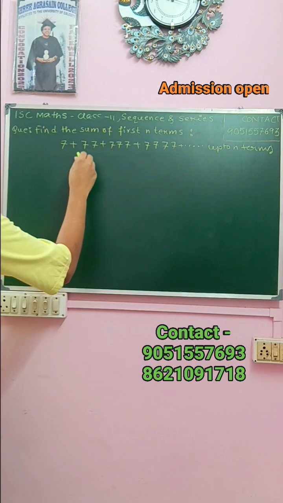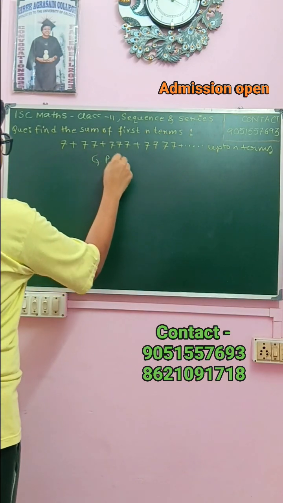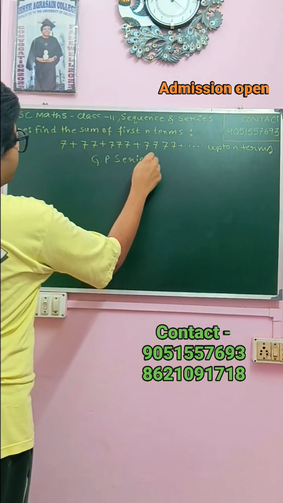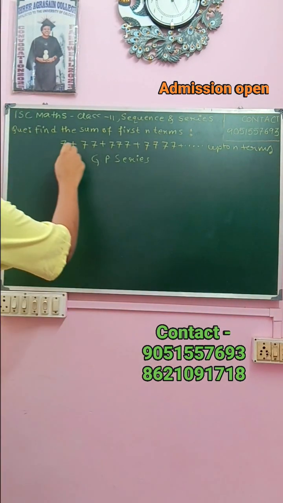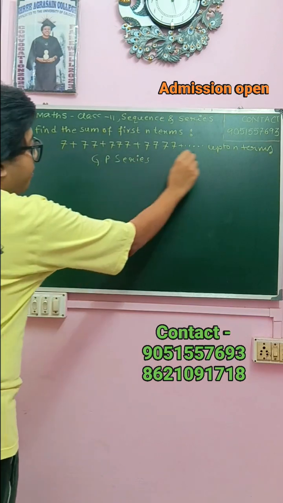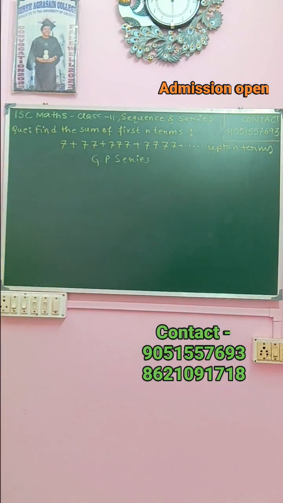As you can see, this is a GP series, okay? That means it is multiplying itself. Now we have to find the summation of this particular series. How to do this?